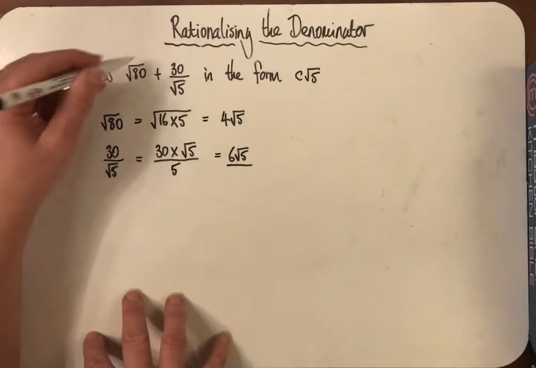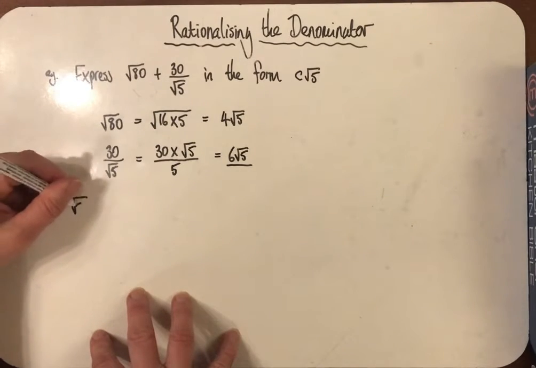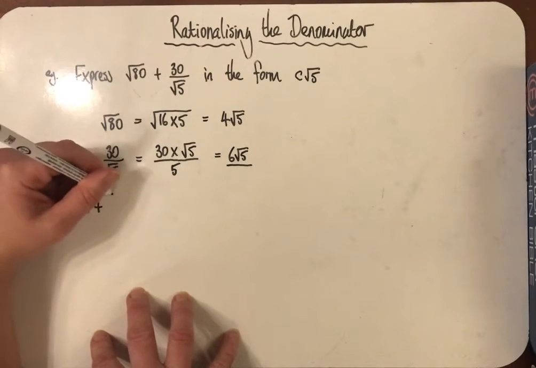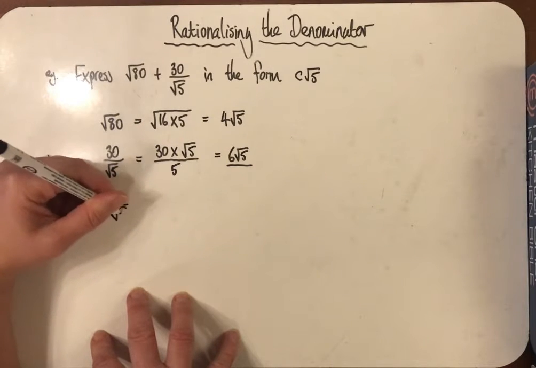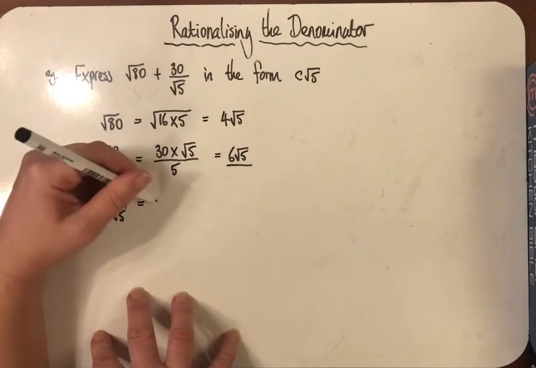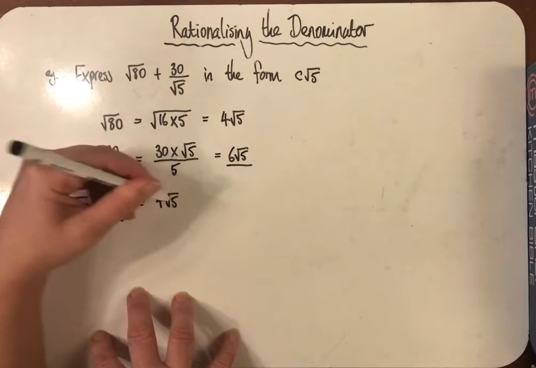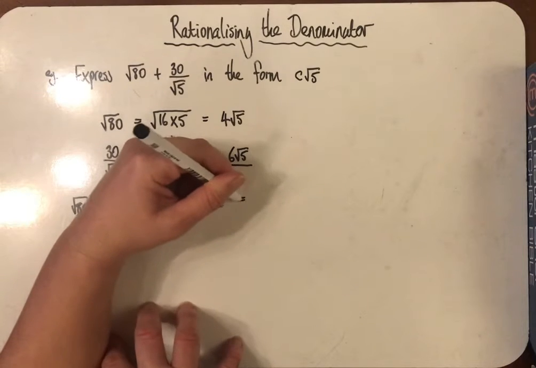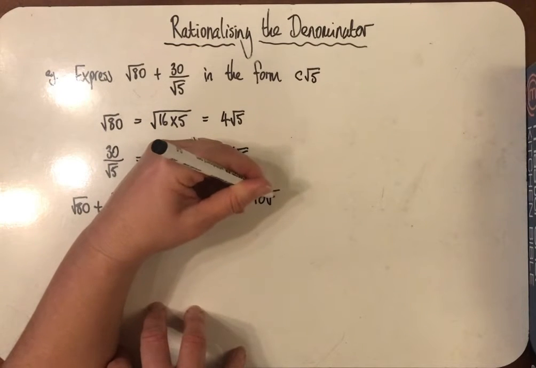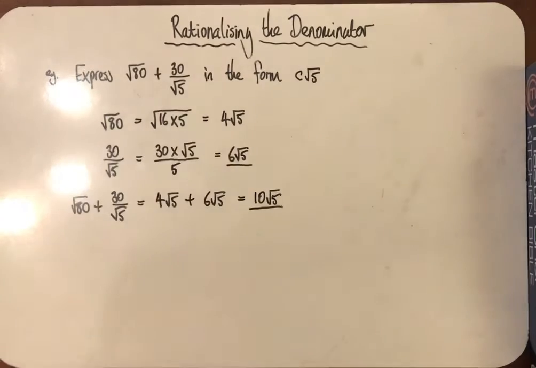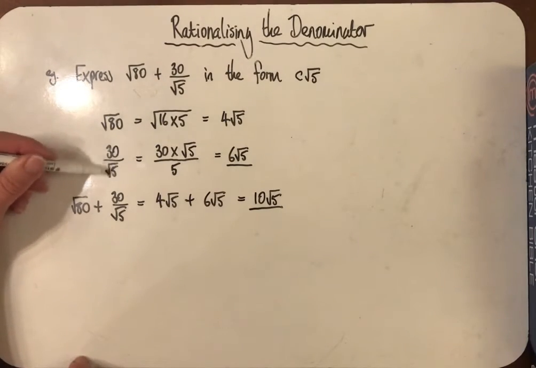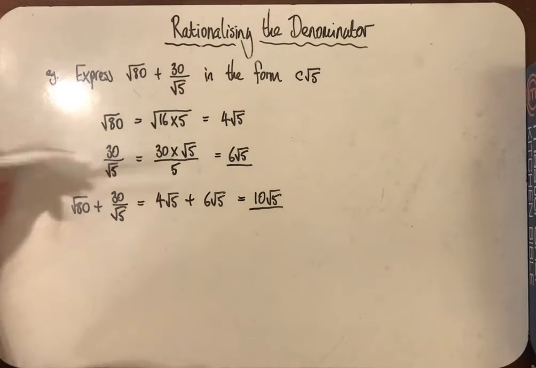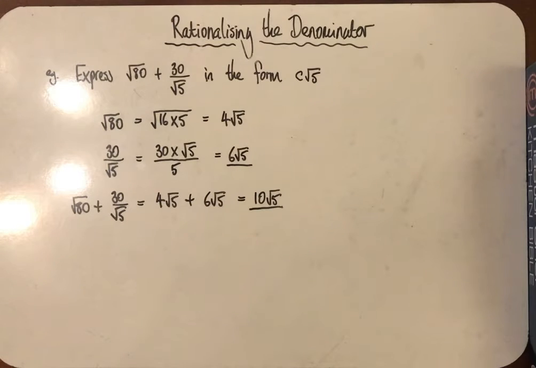So going back to the original problem, root 80 plus 30 over root 5 is equal to 4 lots of root 5 plus 6 lots of root 5, which is equal to 10 root 5. So if you've just got a square root part, you can just multiply top and bottom by the root, and that will put an integer on the denominator.